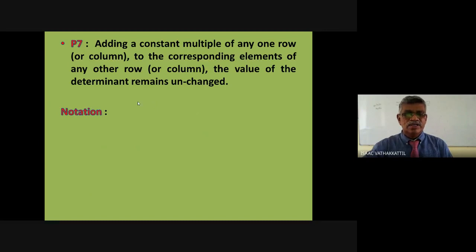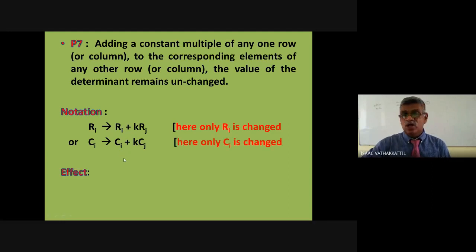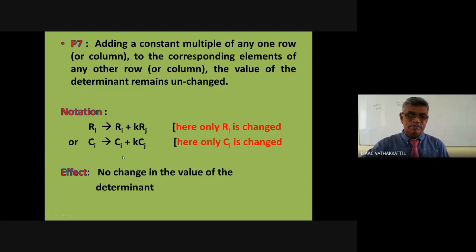This notation we have seen in the elementary operation. Ri changed to Ri plus K Rj. That means K Rj is added to Ri. Only Ri is changed, Rj is not changed. Similarly, Ci becomes Ci plus K Cj. K multiple of Cj is added to Ci. Cj is not changed, only Ci is changed. And what is the effect? No change in the value of the determinant. This will not change the value of the determinant.